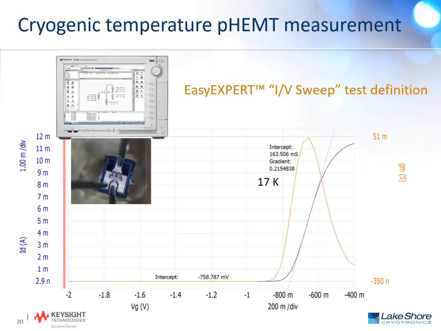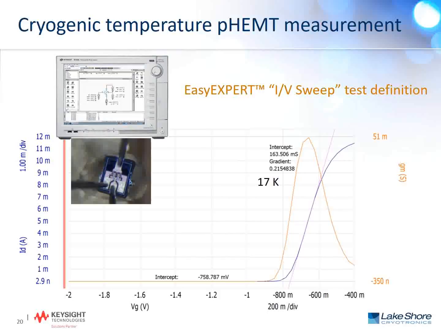So what we're showing here is just the cryogenic temperature pHEMT measurement. For one of these measurements, what you see is the B1500 there, and then we mount our device to the sample stage, and then bring those probes into the device contacts. In the photo that's shown here, the width of each of those pads is about 70 microns. So we've cooled our device to cryogenic temperatures. We've landed our probes onto the device.